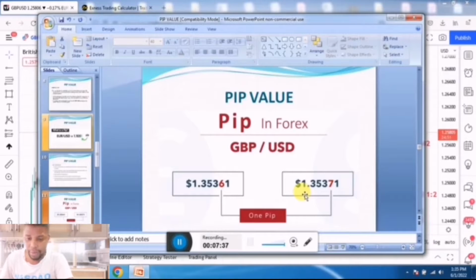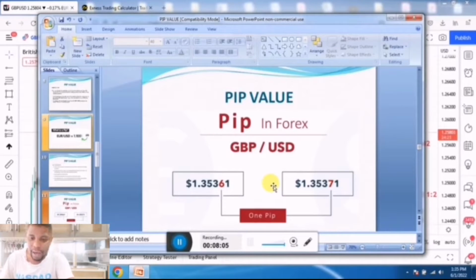So this one is GBP USD. If you want to buy GBP USD, you'll pay 1.3536 dollars. And then if you want to sell it, it's going to be 1.3537 dollars. I know that there is another number that is here, but in this case, let us not talk about that number. It has its own name, so let us not talk about that number now.